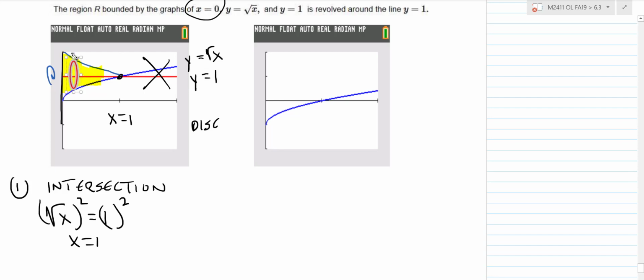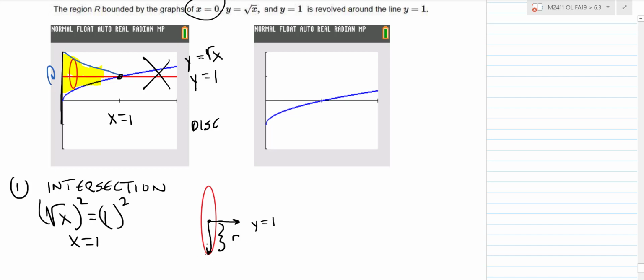Okay, so your disk could kind of look something like that. Now I'm going to just superimpose this and draw a picture of this disk down here. So it's not a washer. What you have here is this line, y equals 1, and then this curve that goes like this. The radius would be right here. So that's your radius.